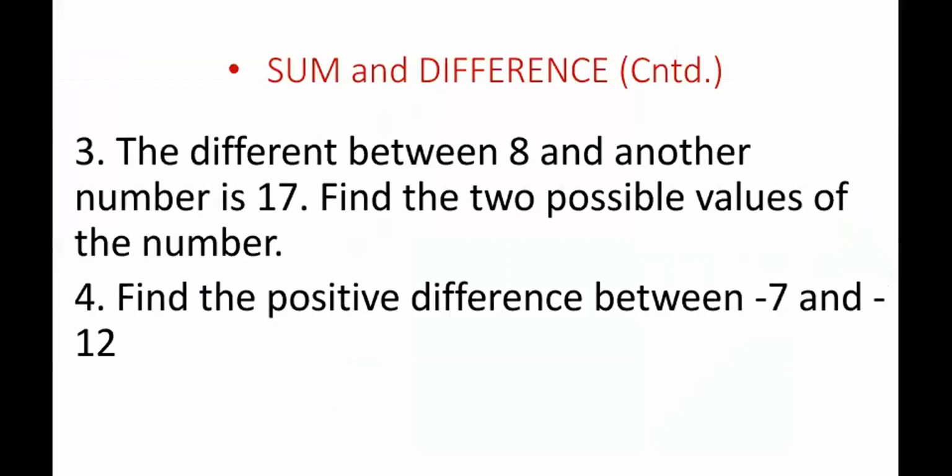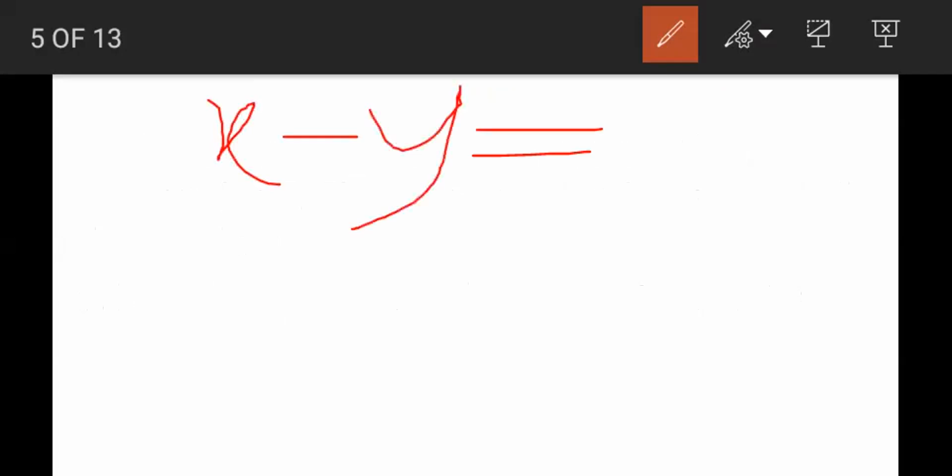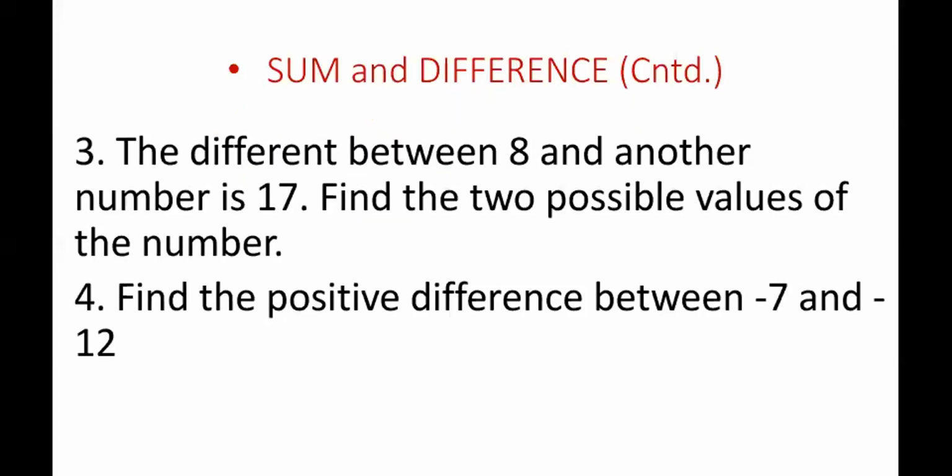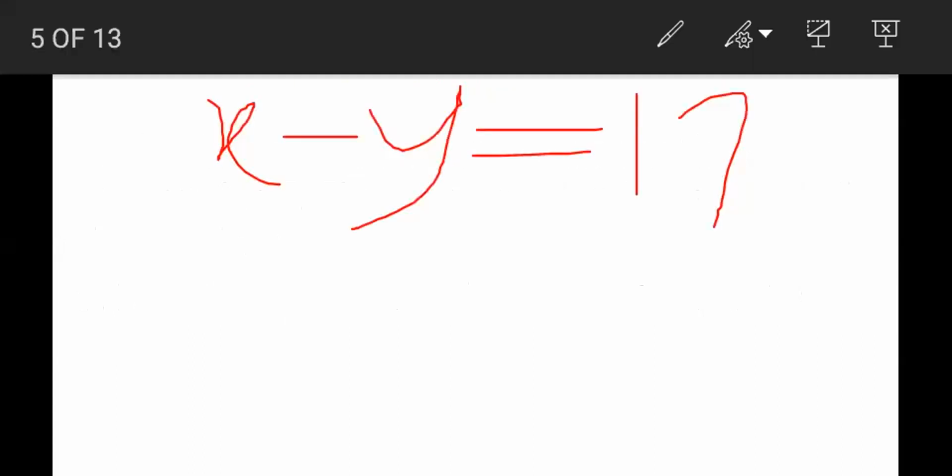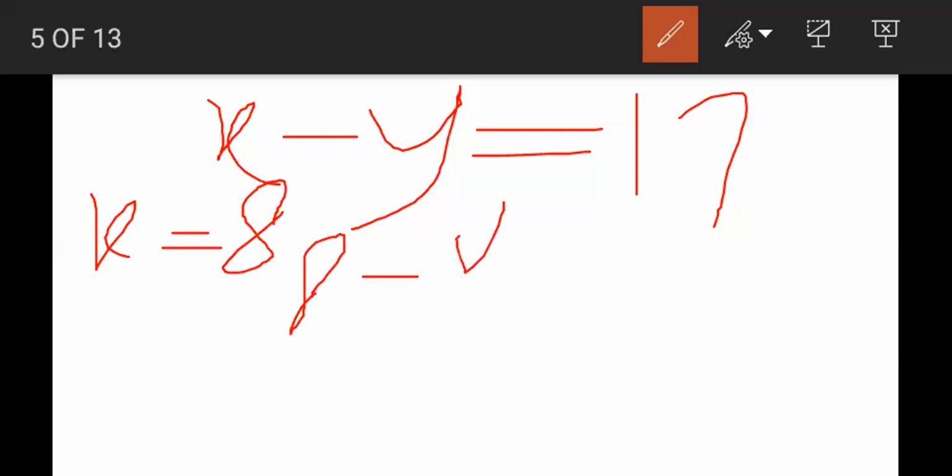The difference between 8 and another number is 17. Find the two positive values of the number. So it means that the difference between two numbers will be x minus y. The same is the question. The other number is 8. When it is equal to 8, we now have 8 minus y equals 17.